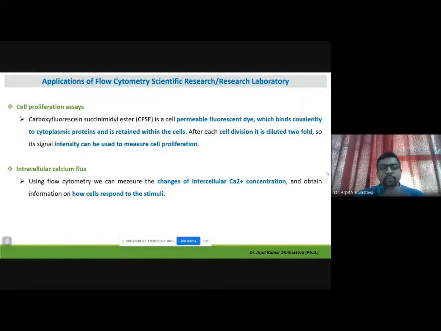Next is the cell proliferation assay. You also want to see in the lab what kind of cells are proliferating and what are not. These proliferation assays can also be done by flow cytometry. Then intracellular calcium flux assays. Calcium is very important for different phenomena, like how cells respond to stimuli, and different physiological properties. If you want to explore these kinds of experiments, you can perform them in your laboratory. So these are the important experiments you can do by flow cytometer.